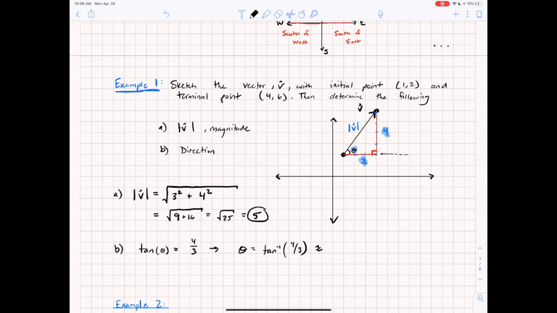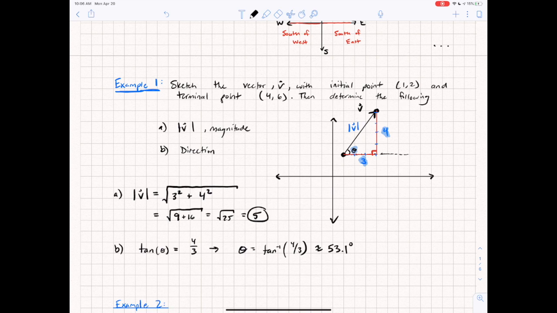Make sure that your calculator is in degrees because we're measuring this again in terms of physics. Application-wise, we're going to measure this always in terms of degrees. I'm going to do inverse tan of 4 divided by 3, and I get 53.1 degrees. So we'll just round to the first tenth degree here.